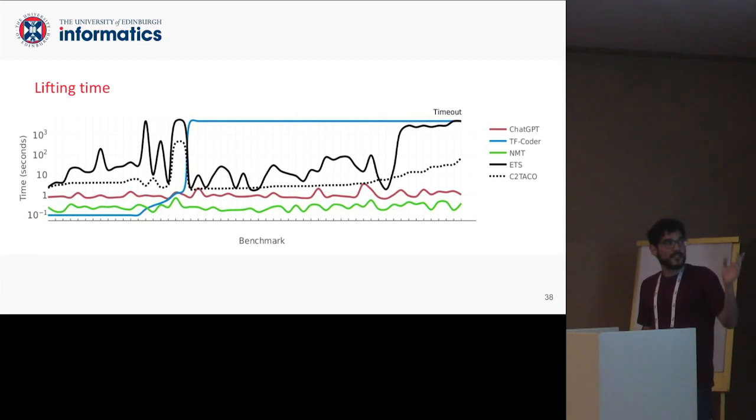Our ETS is more scalable than TF Coder, but it still takes a lot of time for most benchmarks and times out for a bunch of them. And C2TACO is slower than the neural machine translation based approach, sorry, but it's on average faster than the purest synthesis approach. And this shows that using the code features as a guide during search really helps to decrease the search space and leads the algorithm towards the solution.